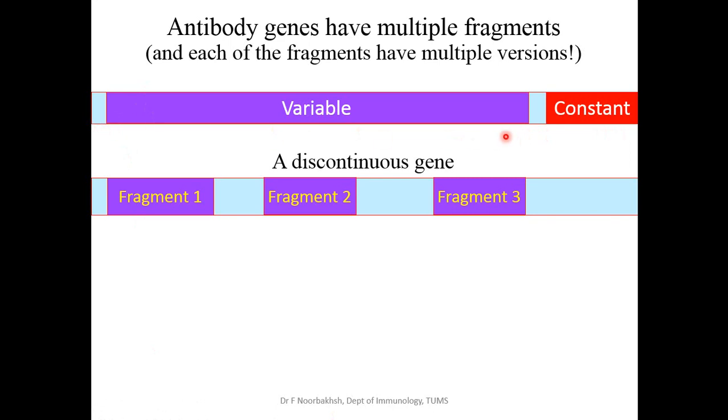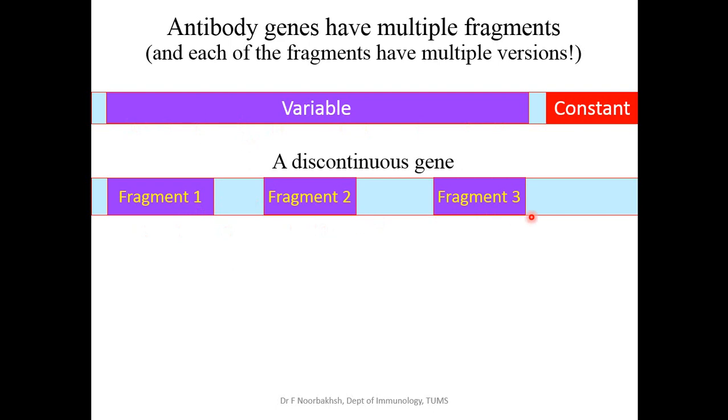The funny thing is, when you look at the part which is going to produce the variable region, you will see that in the B cell, in the beginning of its development, before it's undergone its development, the gene for production of the variable part is a discontinuous gene. So it has multiple fragments, and there are 3 different fragments. And this is the same in all of the cells in our body, by the way.